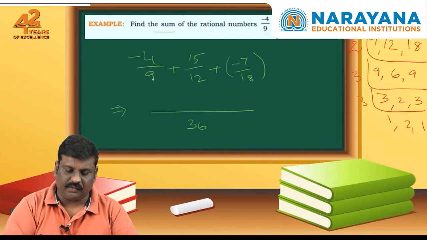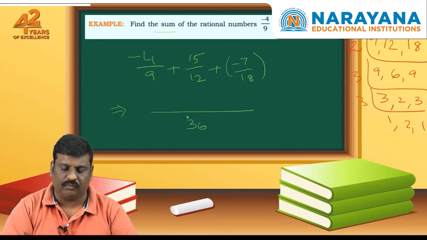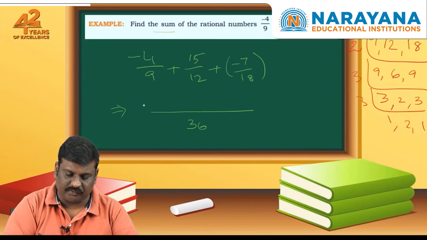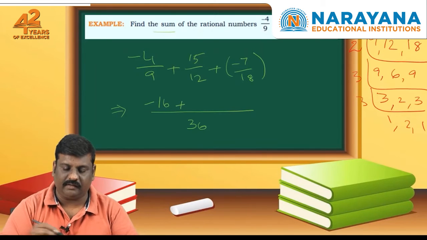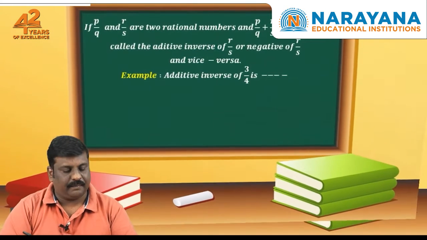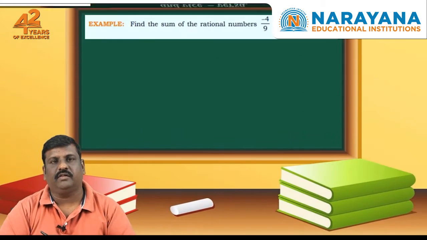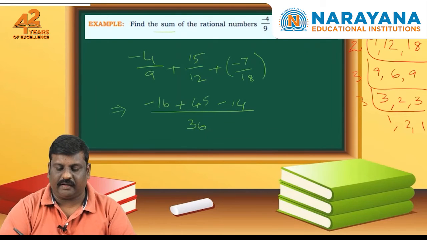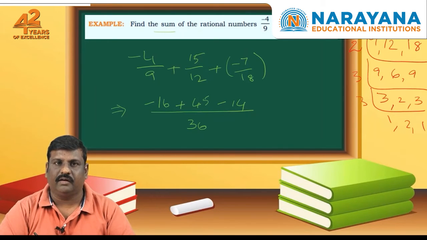Now, 36 divided by 9 is 4 times. 4 into minus 4 is minus 16, with the minus sign. For 12, 36 is 3 times; 3 fifteens are 45, with the plus sign. For 18, 36 is 2 times; 2 sevens are 14, with the minus sign. Now, same signs should be added and different signs should be subtracted.